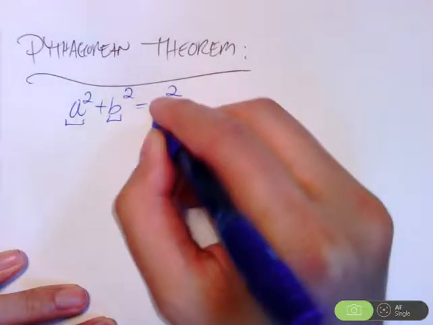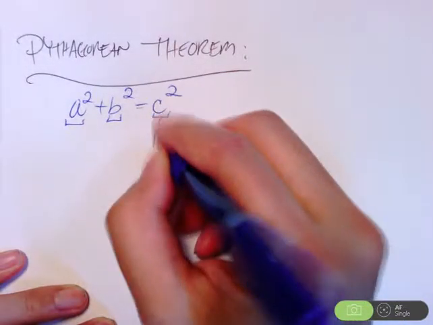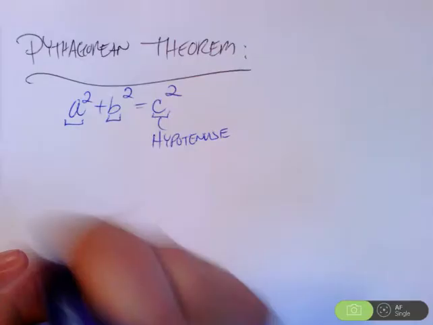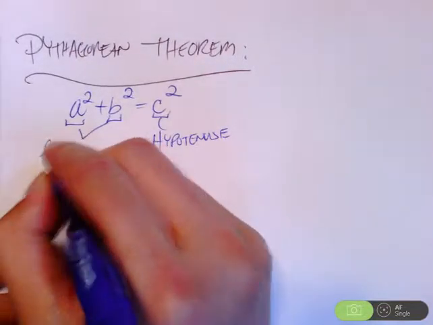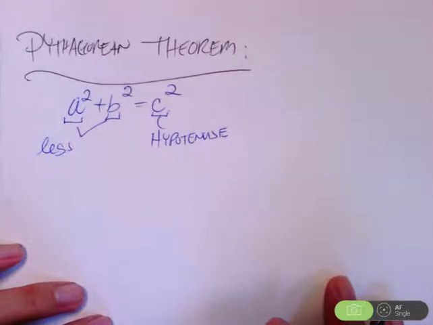So here's what we're going to do. The only really important part of this formula is the c, which is what we call the hypotenuse, okay? These two are called legs. We don't really care about those. Even though you need legs in real life, we don't really care about those in the Pythagorean Theorem, okay?